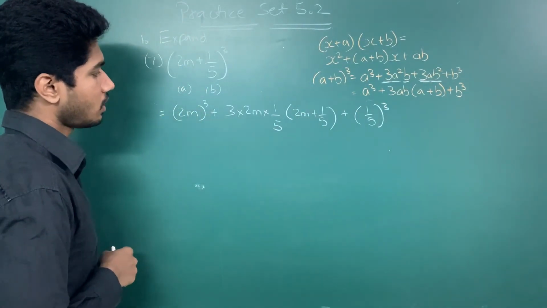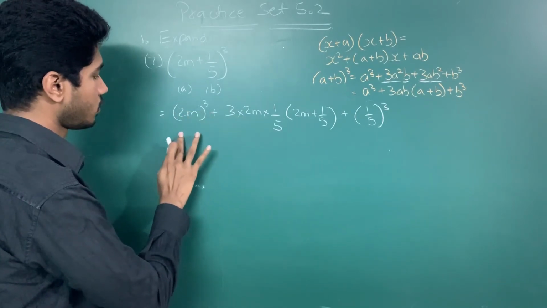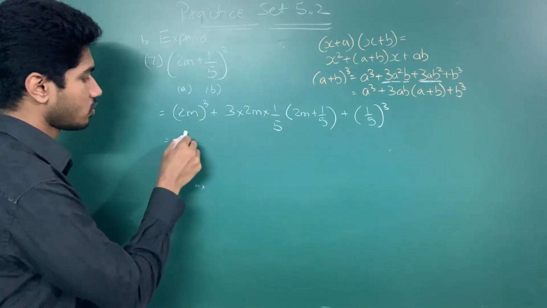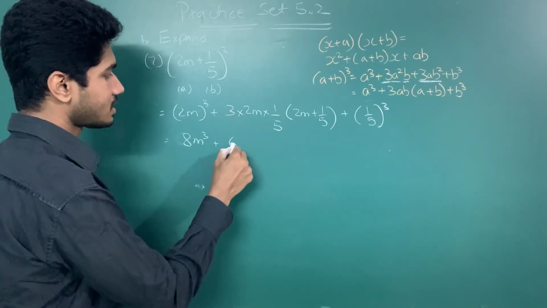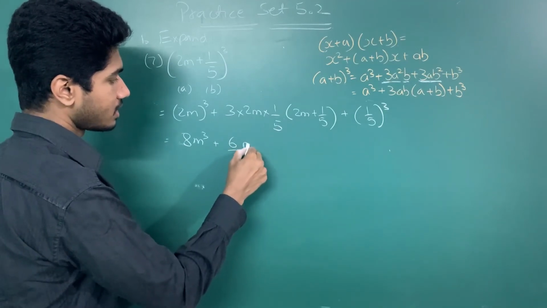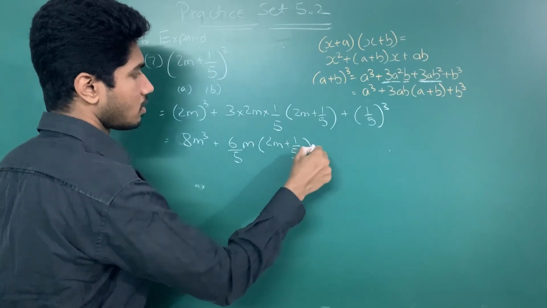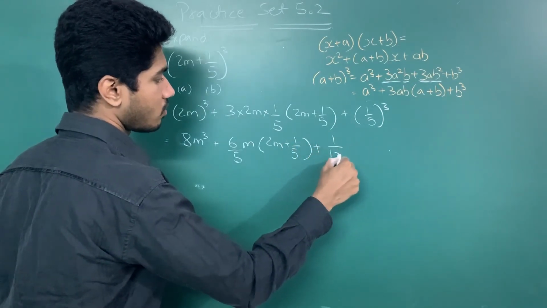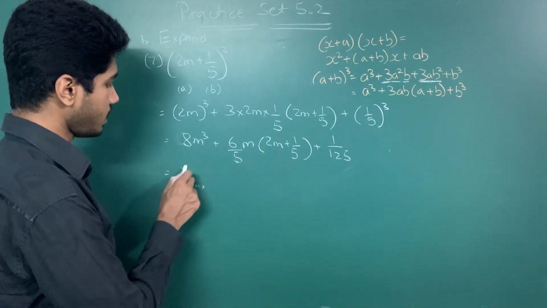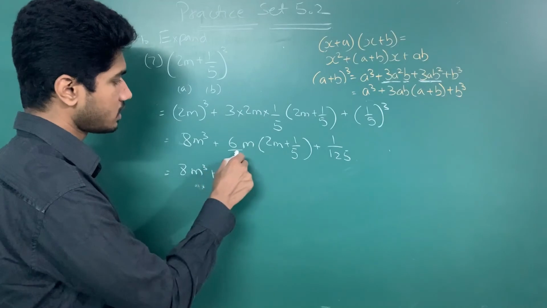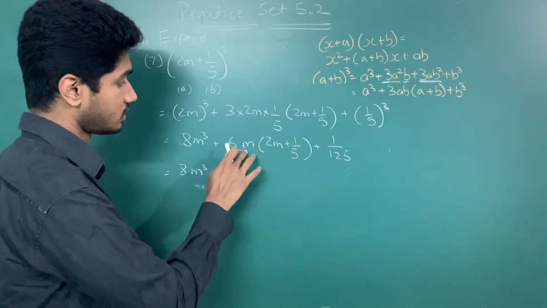Now over here, if you see, there's a variable with this. So here 2 the whole cube will be 8, and this will be m cube. 3 into 2 will be 6, and this 5 will come here, and this will be m. And this bracket will remain as it is. Plus 1 upon 5 cubed will be 1 upon 125. Well, further, if you see, 8m cube plus, we will multiply inside the bracket, so that we get the final answer in an expansion form.